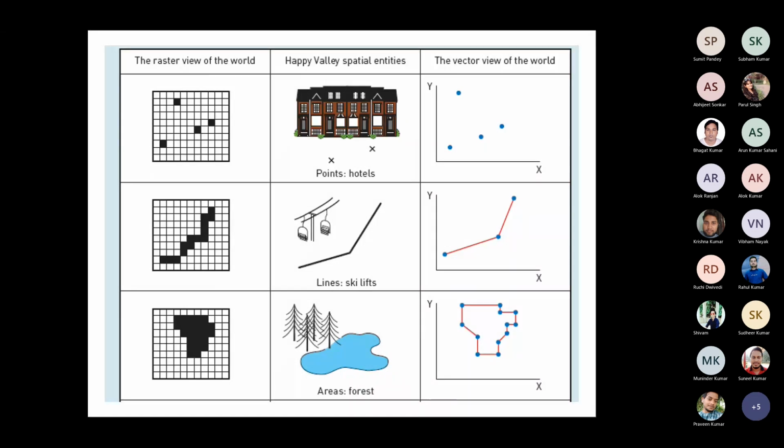For trees, there will be one file. For the religious places, there will be another file. For, say, huts, there will be another file. So for every point feature, you have created a different file over there.